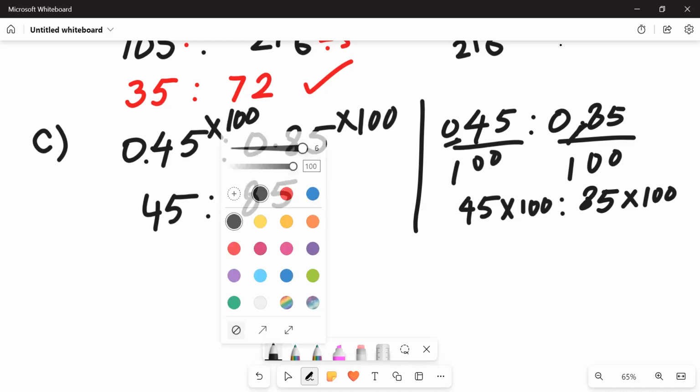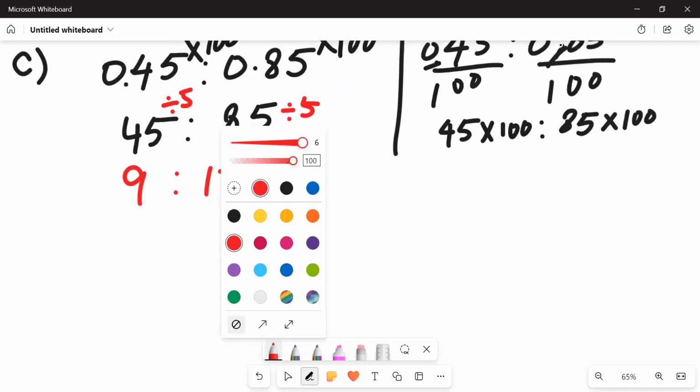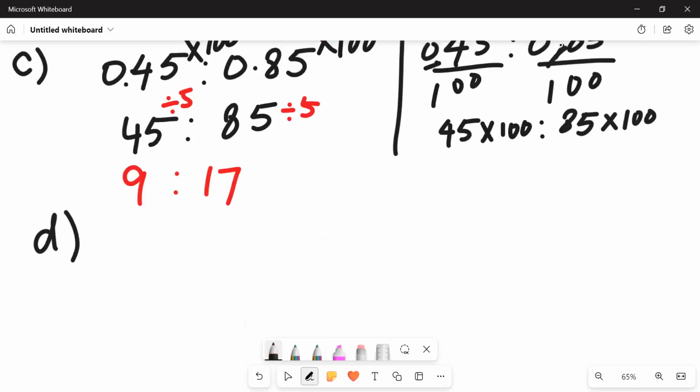Now you can divide both by 5. 5 times 9 is 45, and 5 times 17 is 85. So this is the simplest form of this question. Yes, Saja, is it clear?